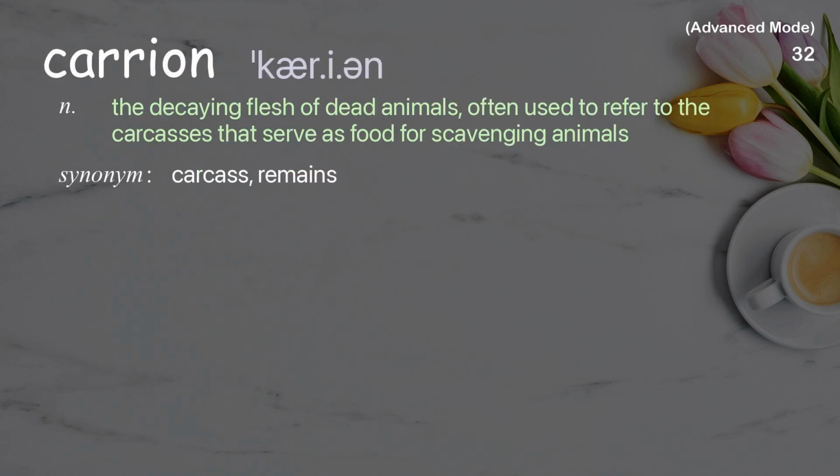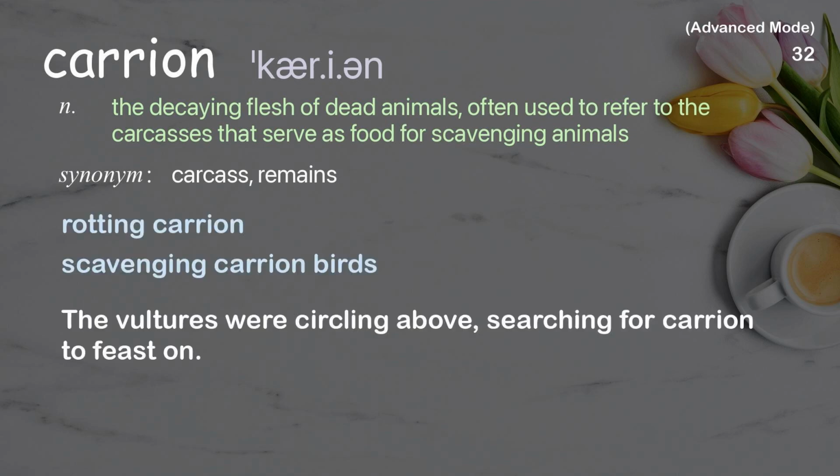Carrion. The decaying flesh of dead animals, often used to refer to the carcasses that serve as food for scavenging animals. Examples: rotting carrion, scavenging carrion birds. The vultures were circling above, searching for carrion to feast on.